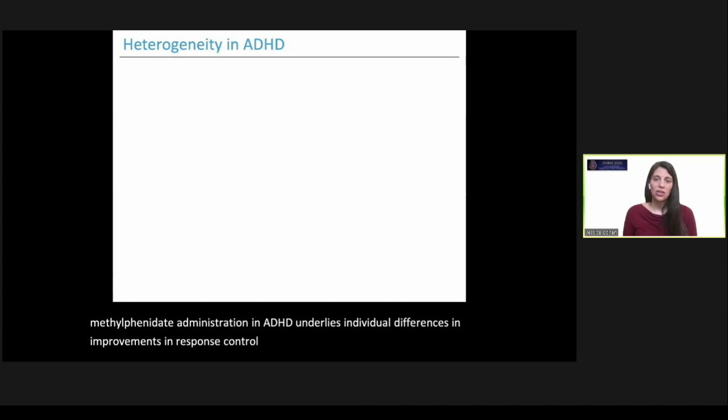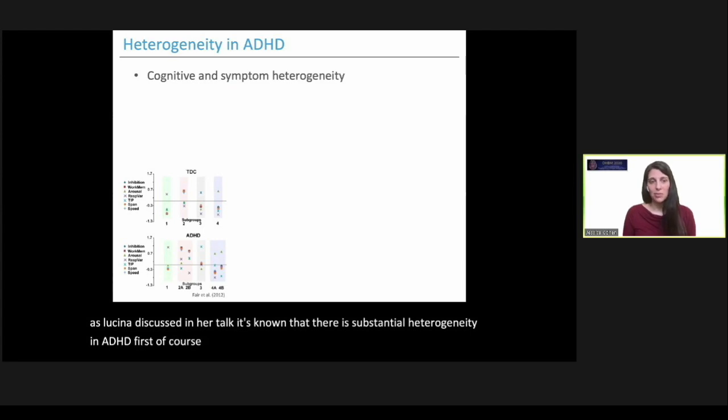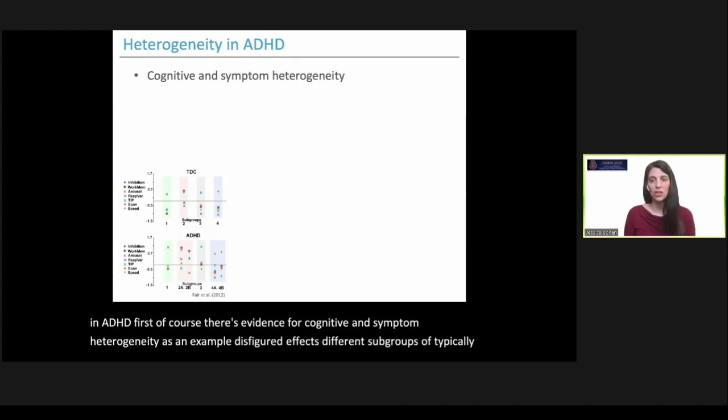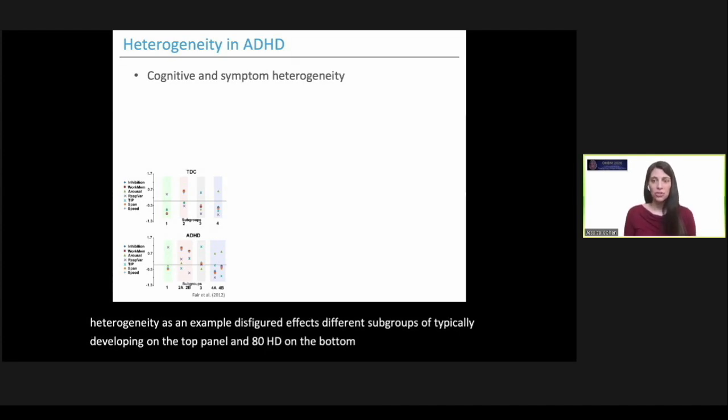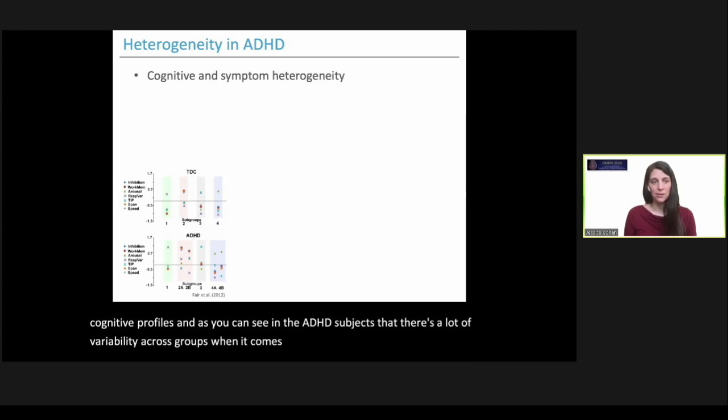As Lucina discussed in her talk, it's known that there is substantial heterogeneity in ADHD. First, of course, there's evidence for cognitive and symptom heterogeneity. As an example, this figure depicts different subgroups of typically developing children on the top panel and ADHD children on the bottom panel, based on cognitive profiles. And as you can see in the ADHD subjects, there's a lot of variability across groups when it comes to patterns of cognitive deficits.